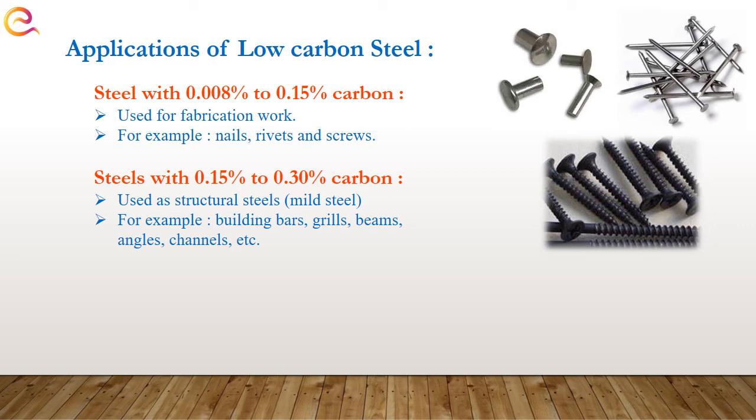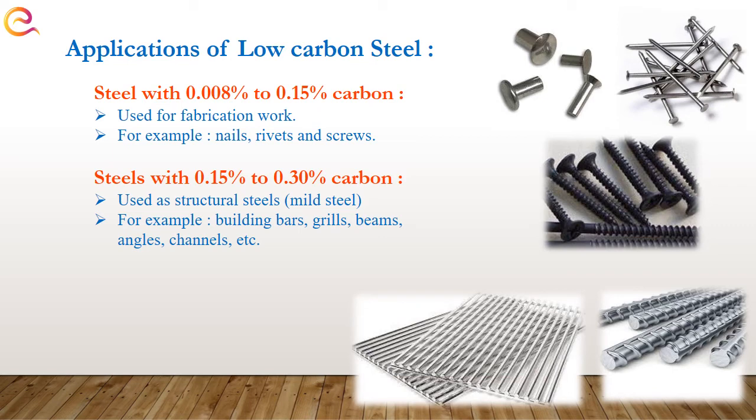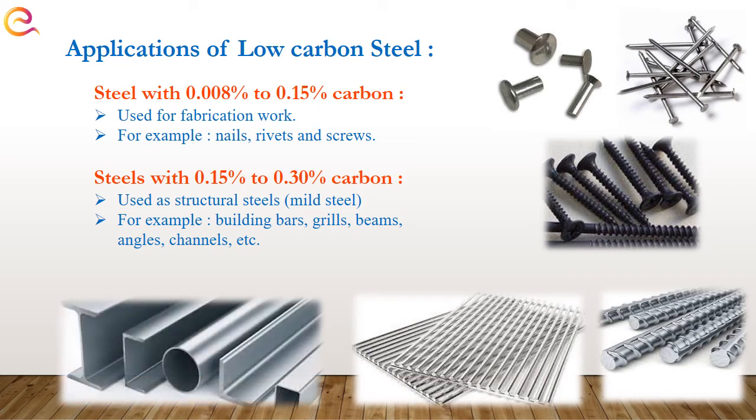This type of low carbon steel is generally used for structural material or structural steels such as building bars, grills, beams, angles and channels. Both of these types come under low carbon steel. We have categorized them in two categories just for better study.